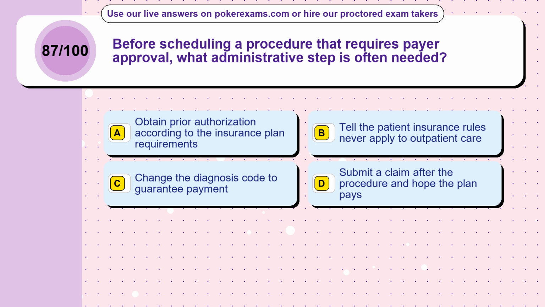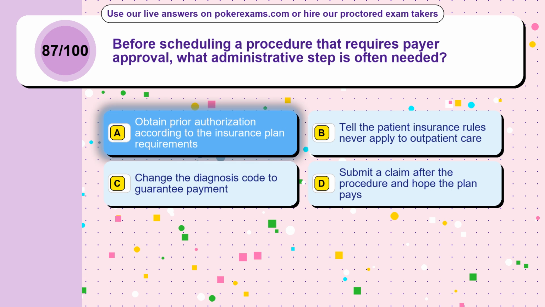Option A. Obtain prior authorization according to the insurance plan requirements. Option B. Tell the patient insurance rules never apply to outpatient care. Option C. Change the diagnosis code to guarantee payment. Option D. Submit a claim after the procedure and hope the plan pays.